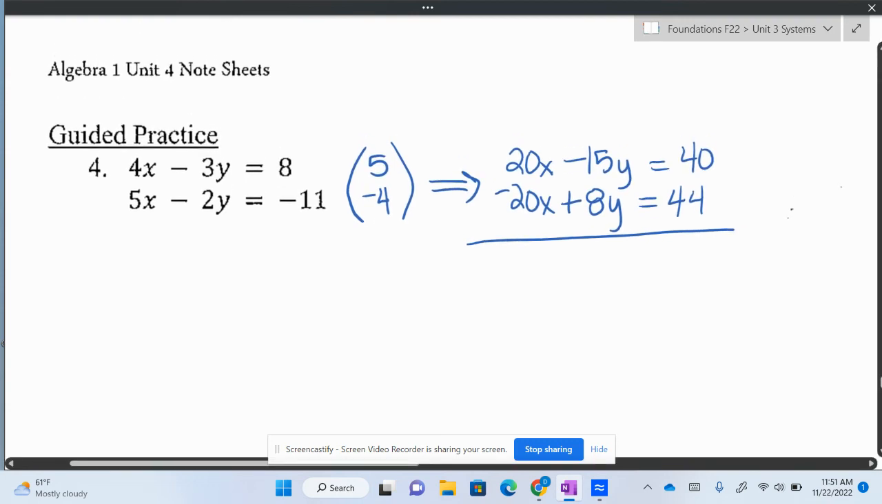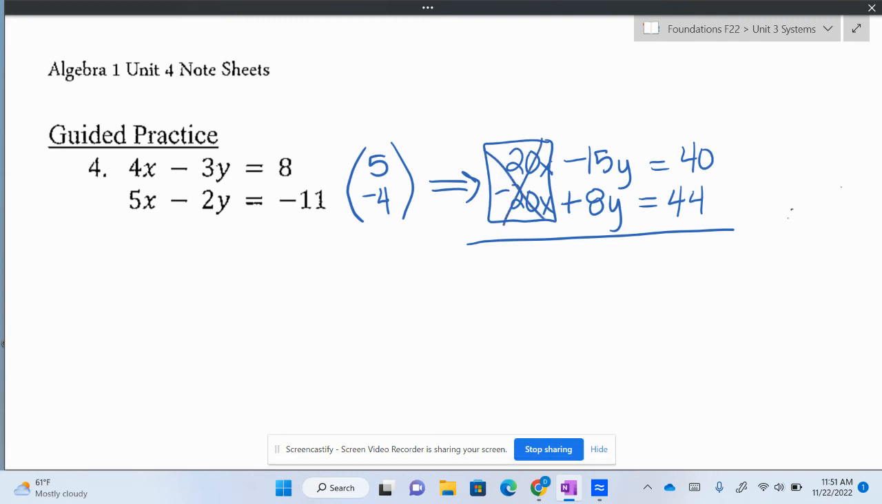So what am I left with? I'm going to add these 2 equations together. I know that these cancel out. So what do I have left? Negative 7y. Keep going. You're doing great. Equals 84. What do you want to do next, Gavin H? So y equals? Perfect. So y equals negative 12.